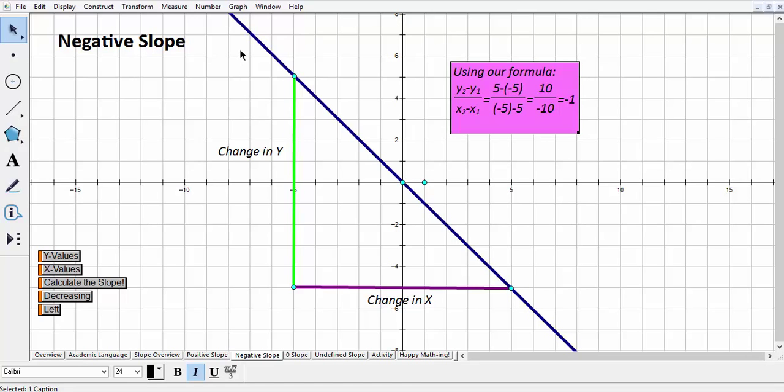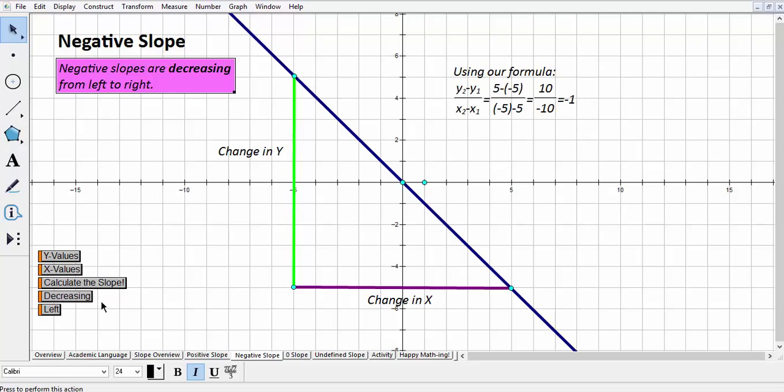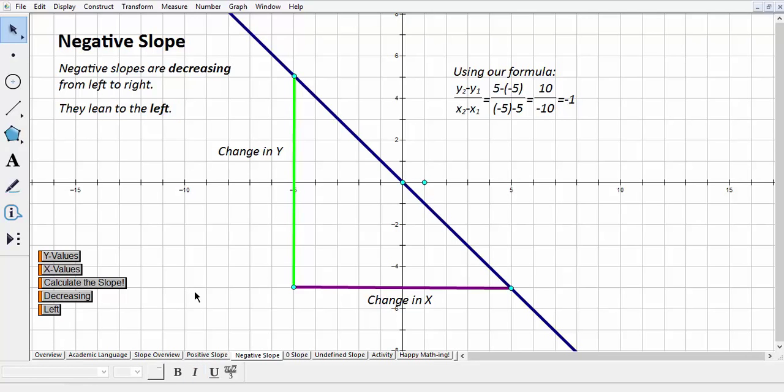Also, looking from this graph from left to right, we can see that it is decreasing as it goes along. And this is characteristic of a negative slope. We can also note that this graph is leaning to the left, and this is what a negative slope looks like.